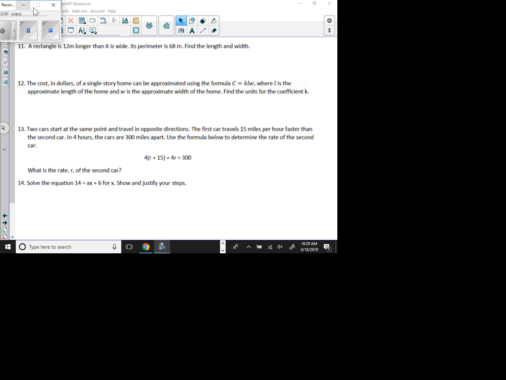Looking at the Milestones review, number 11, it says a rectangle is 12 meters longer than it is wide. Its perimeter is 68 meters. Find the length, find the width. Okay.